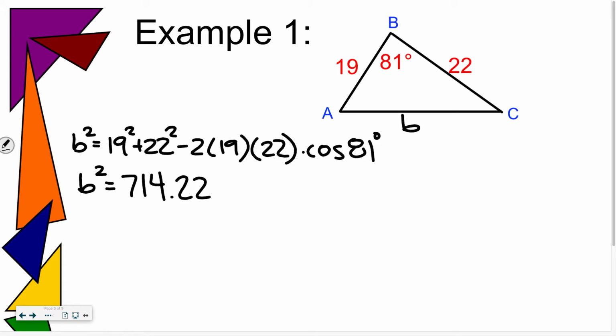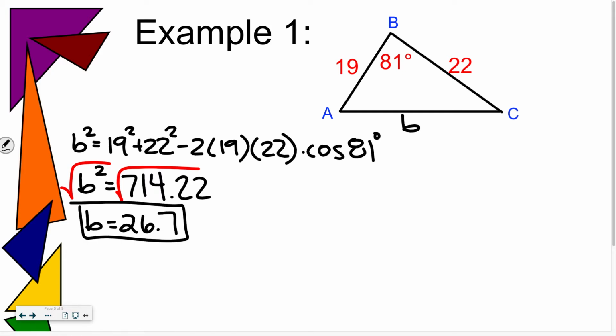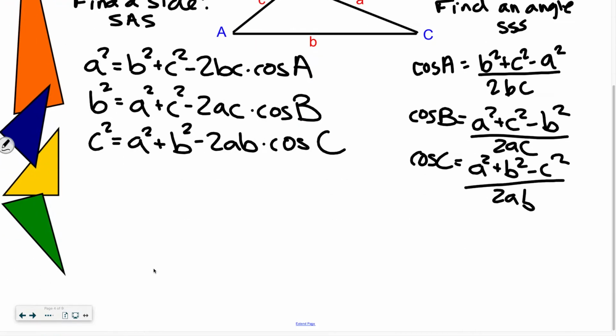Is that your actual side length? No, you have to square root it, Tyler says. What is that number then? 26.72. 26.7. Cool. Wow. That was so little work. You didn't do any calculations. You just plugged it in. The calculator chugged it out.